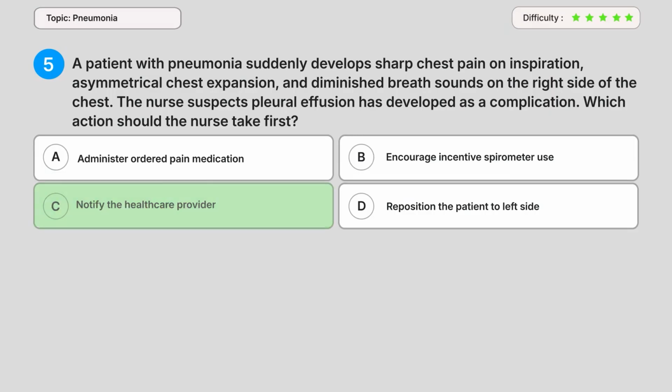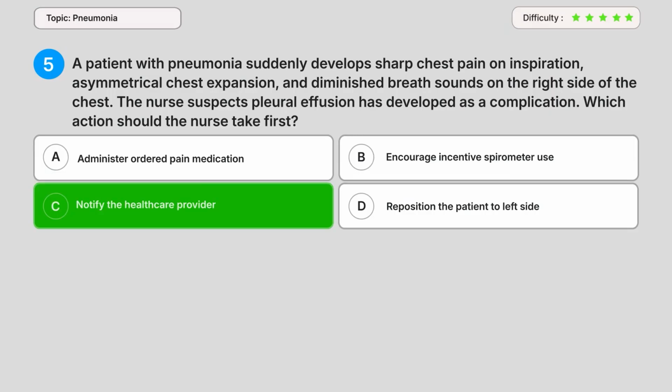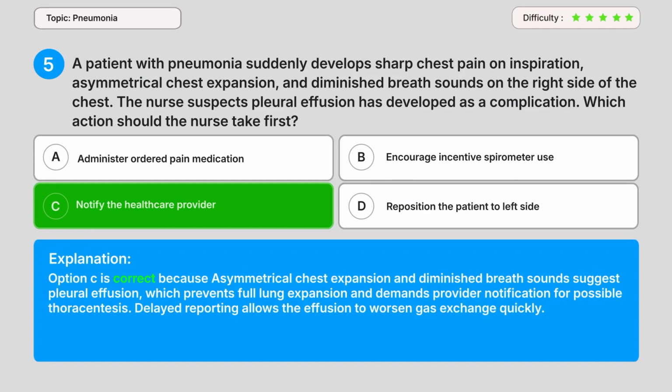Correct answer. C. Notify the healthcare provider. Asymmetrical chest expansion and diminished breath sounds suggest pleural effusion, which prevents full lung expansion and demands provider notification for possible thoracentesis. Delayed reporting allows the effusion to worsen gas exchange quickly.